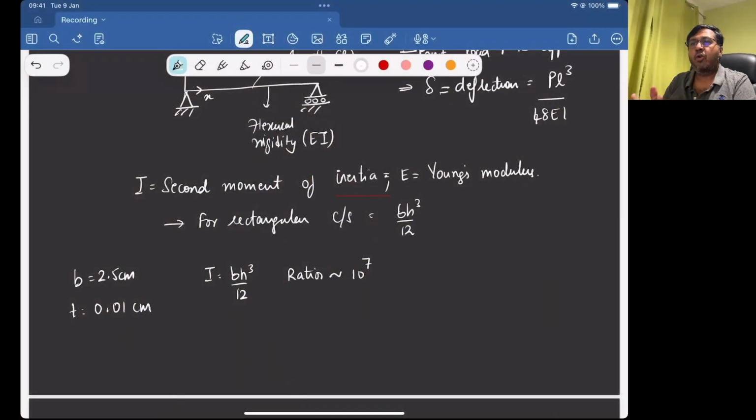So that is why the flexural rigidity has two parts to it. One is the geometric stiffness, which talks about how the material is distributed across the neutral axis of the beam, and the other is the material stiffness itself, which is the Young's modulus. Together, E into I provides a unified measure of the structural rigidity of the structure.